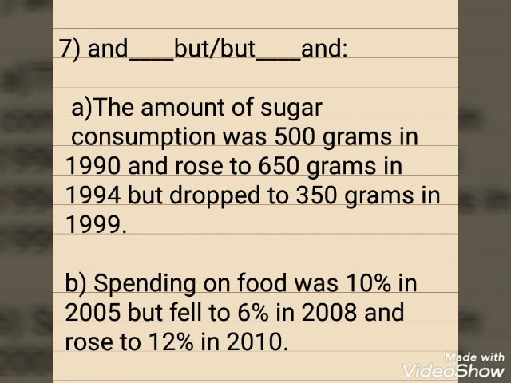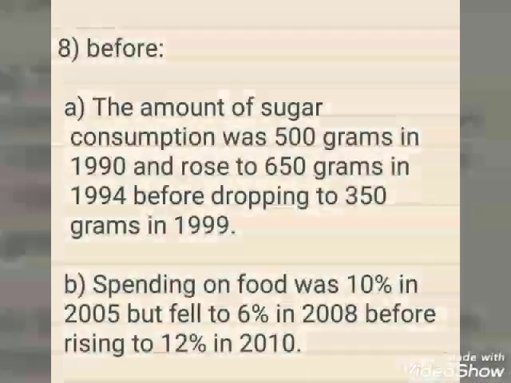Next, use of and, but. The sentence would be like this. The amount of sugar consumption was 500 grams in 1990 and rose to 650 grams in 1994, but dropped to 350 grams in 1999. The second sentence, spending on food was 10% in 2005 but fell to 6% in 2008 and rose to 12% in 2010.